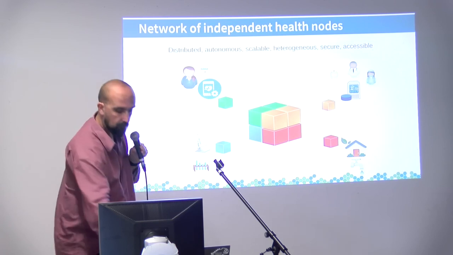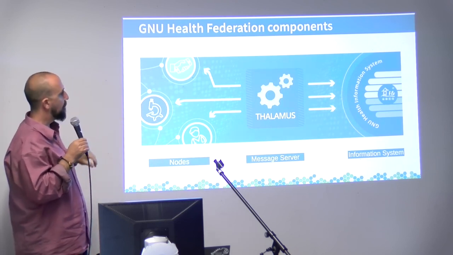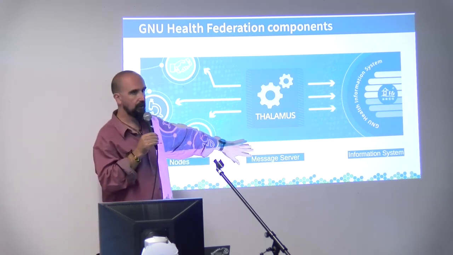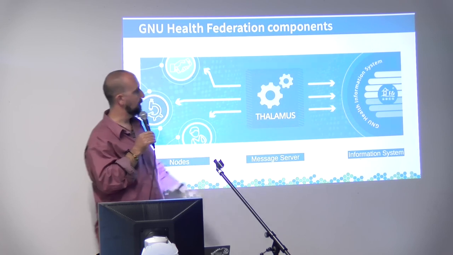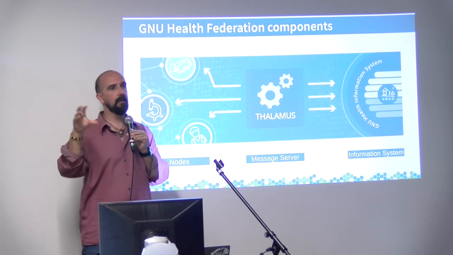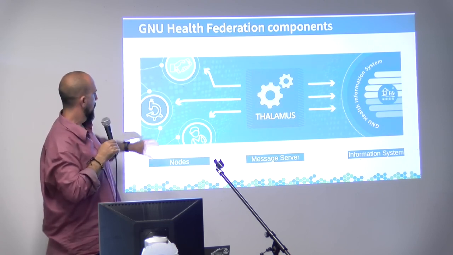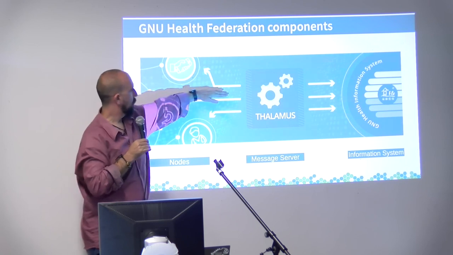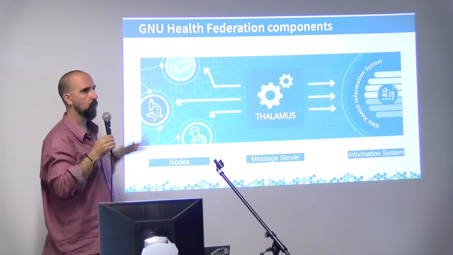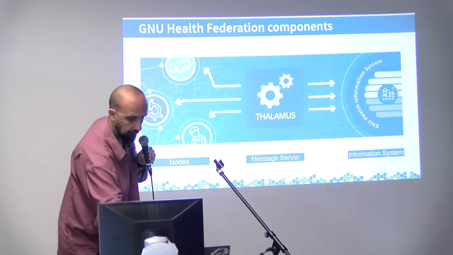In order to do that, we create this sort of infrastructure where we have all these nodes. Those were the ones that we just saw on the previous slide. Then we have a message and authentication server. We call it Thalamus. And at the end of it, we have the health information system. That's also a person master index. That's where I can go and see the demographics of that person and so on. And again, these nodes can work autonomously, but if you want, you can say, I want this specific node to be part of the GNU Health Federation. And at that moment, you will start sharing information back and forth with the other federation nodes.